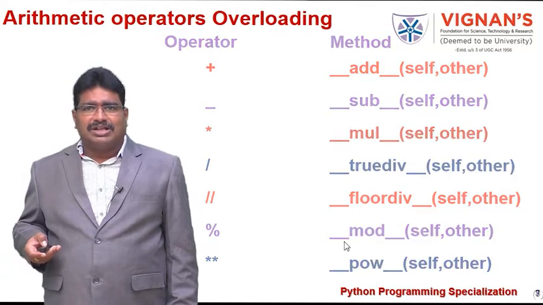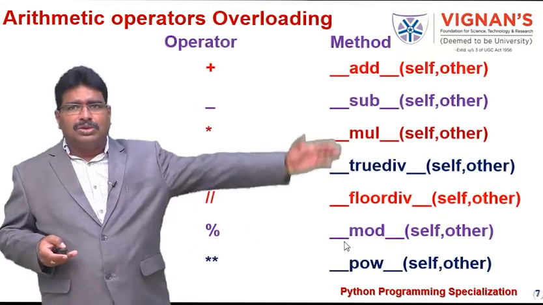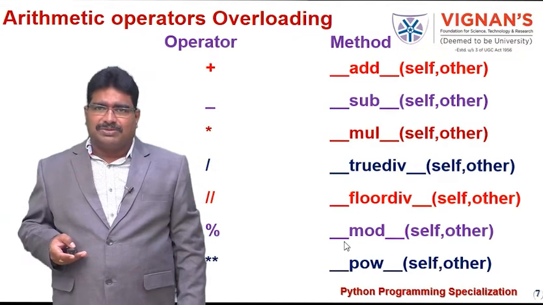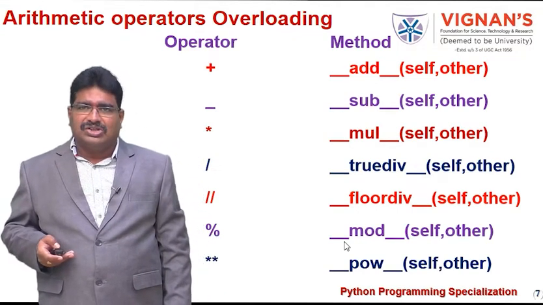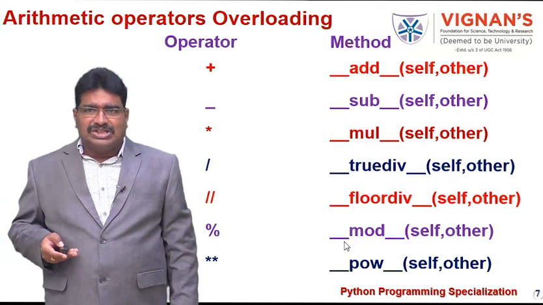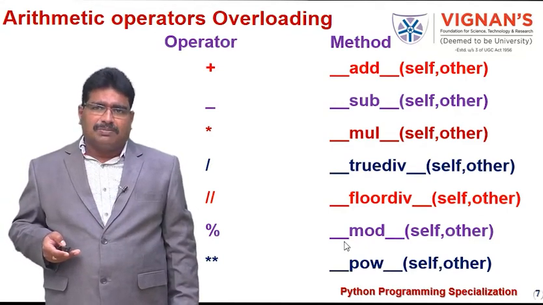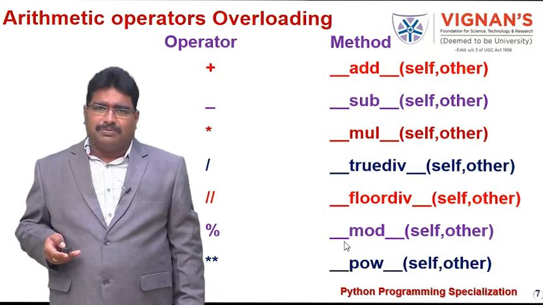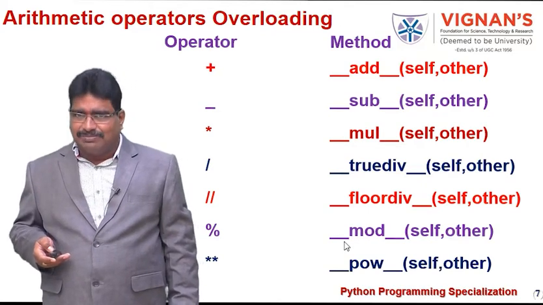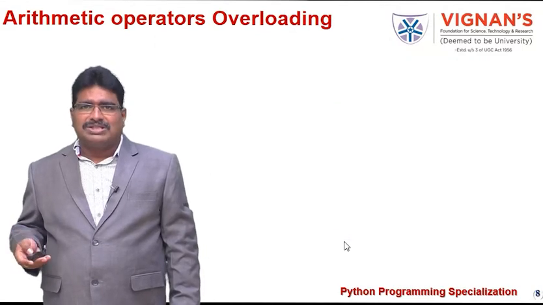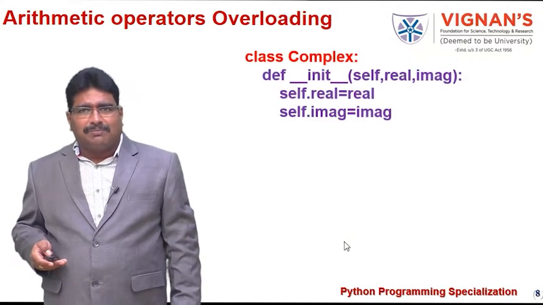So for these operators we have these methods: __add__ for addition, the plus operator; __sub__ for subtraction; __mul__ for multiplication; __truediv__ for the integer division; __floordiv__ for the floating point division; __mod__ for the modulus operator; and __pow__ for the power operation. Now we discuss with an example how to overload the plus operator to perform complex number addition.